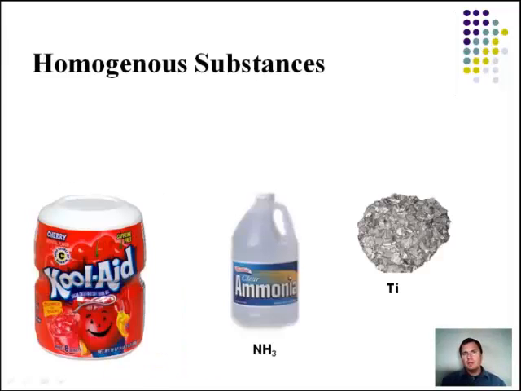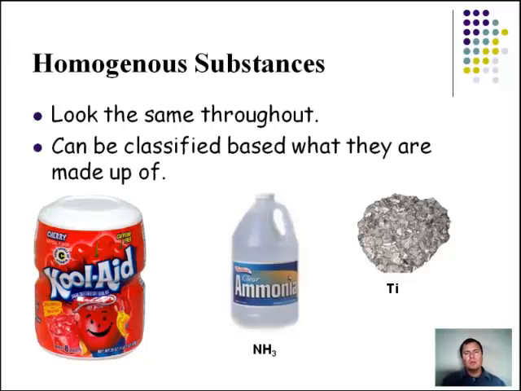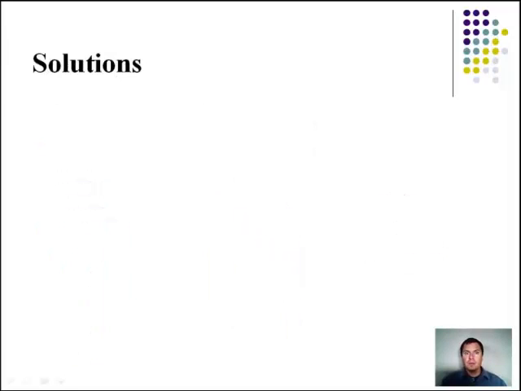Now if we look at homogeneous substances, we've got three of them here. We've got Kool-Aid. Picture Kool-Aid made up. It looks the same throughout. Here's a bottle of ammonia you might use for cleaning. Here is a chunk of titanium. These things will all look the same throughout. They're going to look very uniform. But we can classify these different things based on what kind of parts they're made up of.